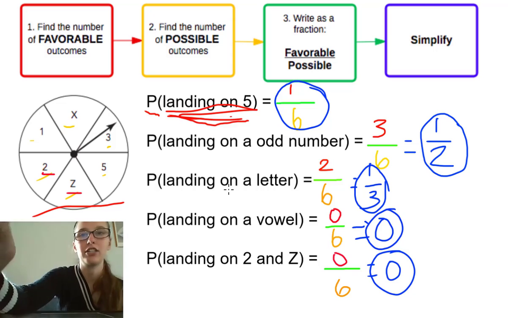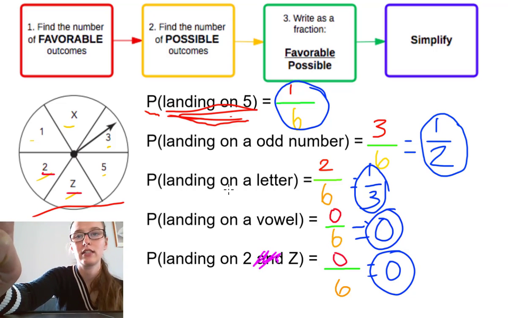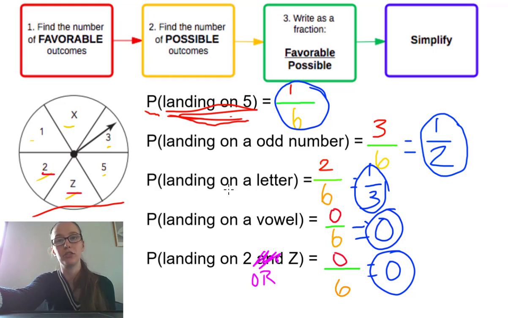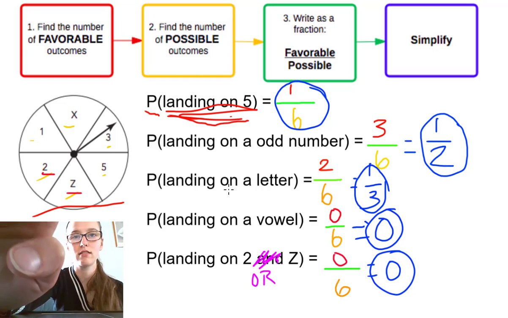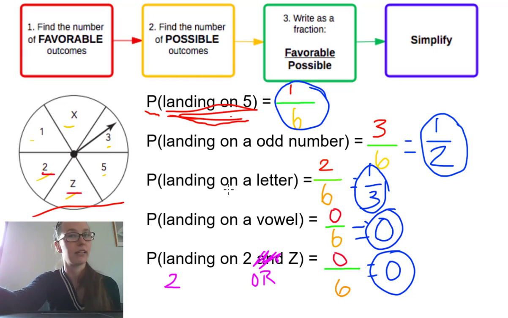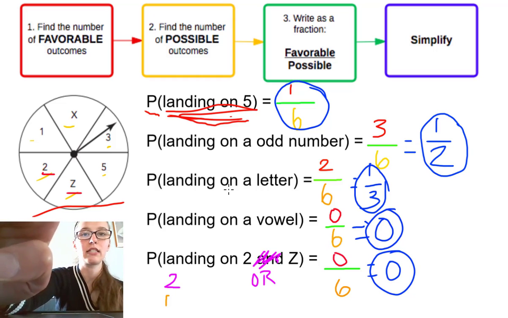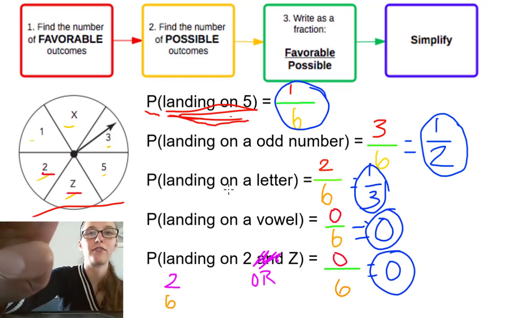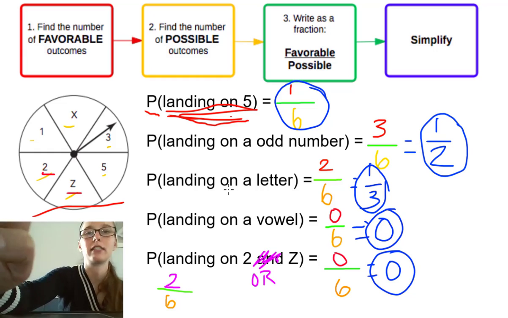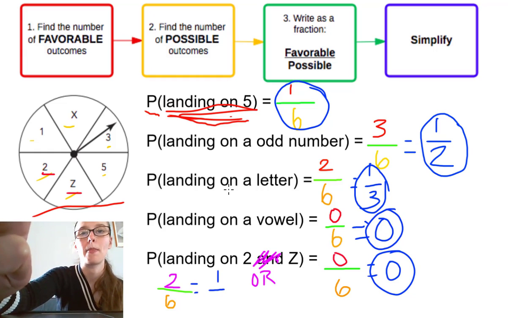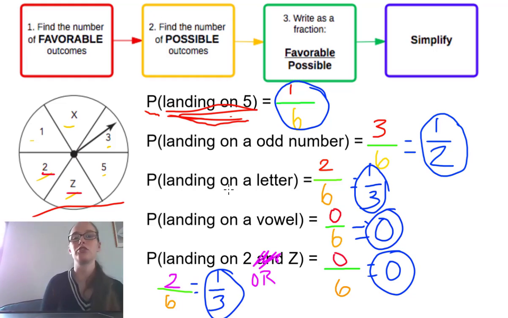Now let's say I change the and to an or. So the probability of landing on a 2 or Z, well, I can do that. There's 2 ways: I can land on a 2, or I can land on a Z. There's 6 possible outcomes. Write it as a fraction, and I simplify. The probability of landing on a 2 or a Z is 1/3. If it had the and, it would be 0.